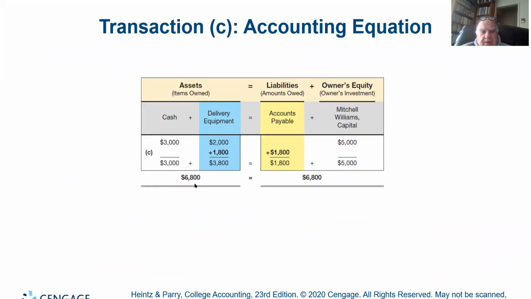Take a look now. Now our assets have grown to $6,800, but our equity remains the same, $5,000, because now we have this interloper here. We have the $1,800 in accounts payable. So this company has $3,000 in cash available to pay the $1,800 if they want. They've got $3,800 in equipment. Now it looks like this guy's ready to do some deliveries, perhaps.